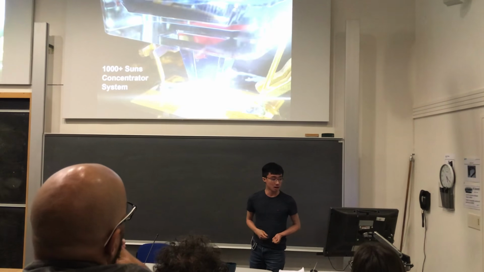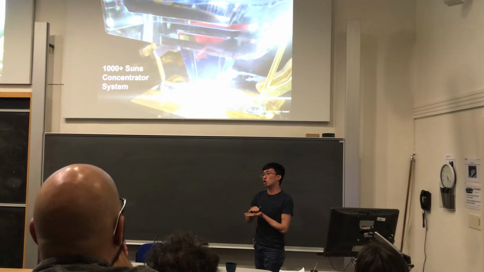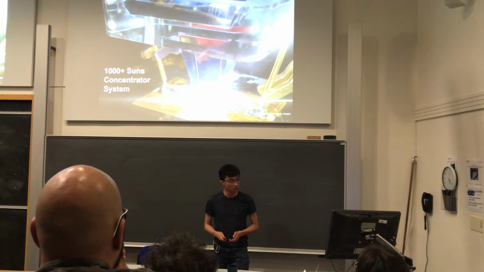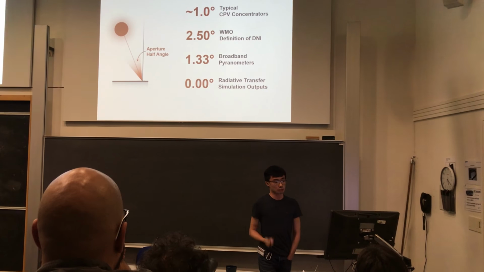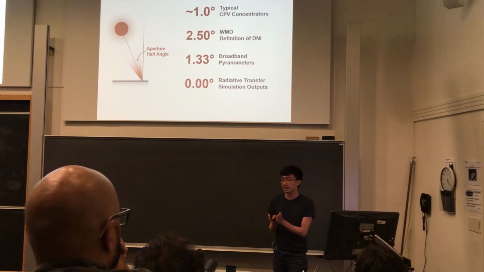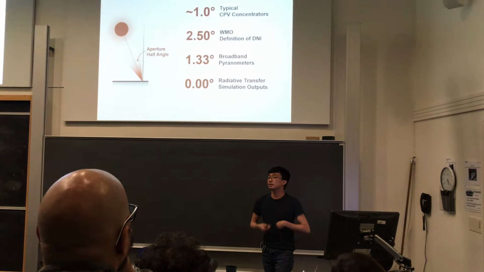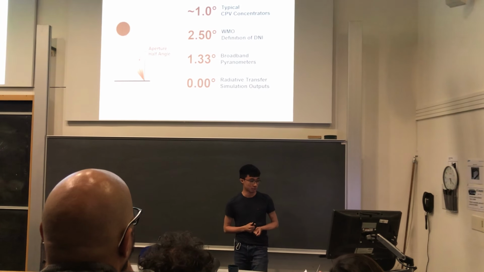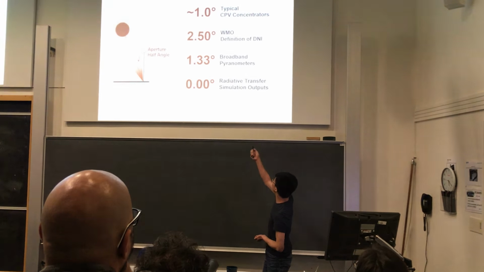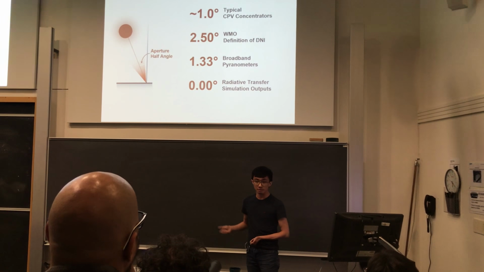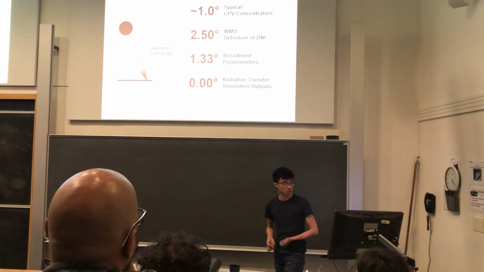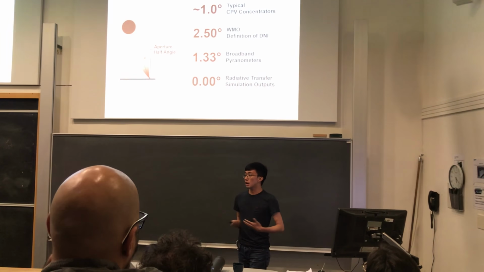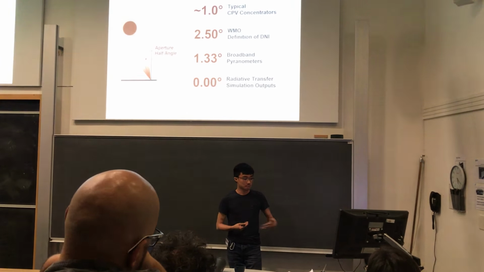And this is important because multi-junction cells are typically topped with a concentrator system. These concentrator systems have very low optical tolerances. So just some numbers here. A typical CPV has an optical acceptance angle of plus or minus 1 degree. This is inconsistent with, for example, how WMO defines DNI, which is plus or minus 2.5 degrees. Again, this is very different from ground-based measurement sensors like pyranometers, and even radiative transfer calculation outputs if not treated correctly. So again, there are inconsistencies in the way we report, apply, and measure DNI.